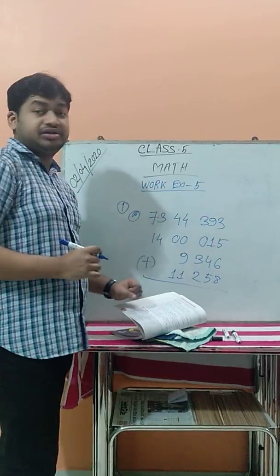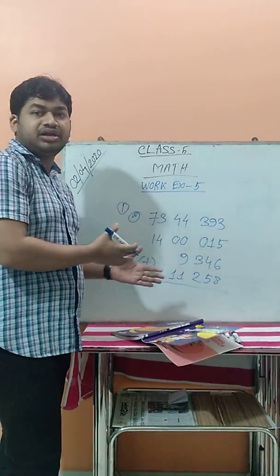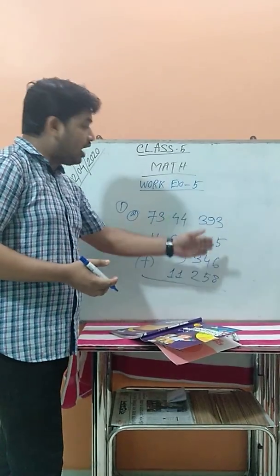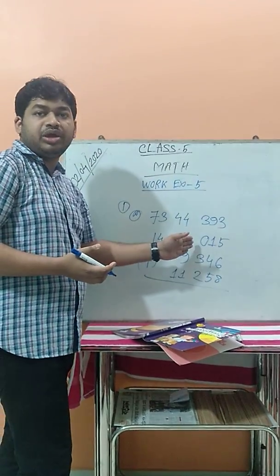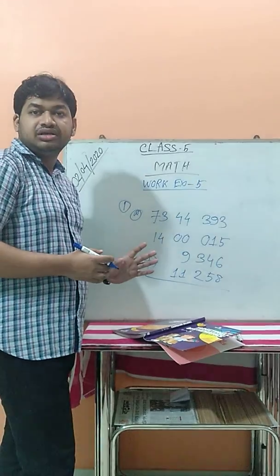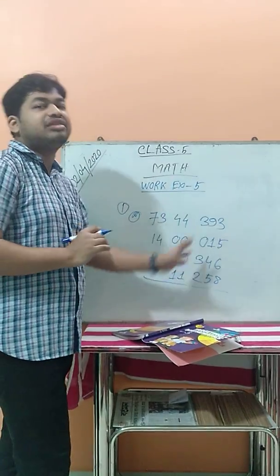Now we have to add it. This arrangement is very important. Like the place value chart, where are the ones, tens, hundreds. In a particular way only, you have to arrange them. If you do it wrong, the full math will become wrong.